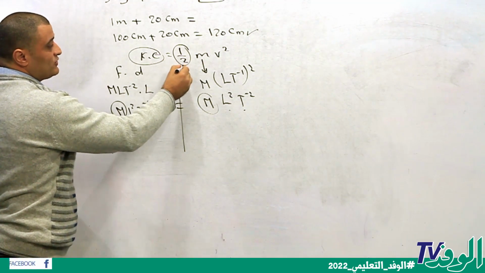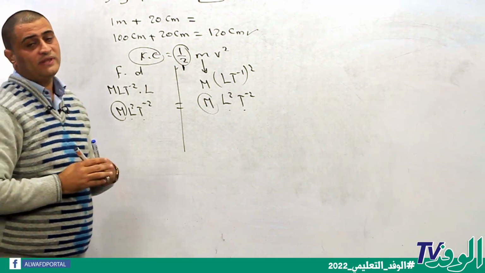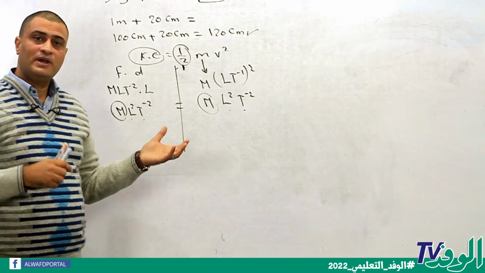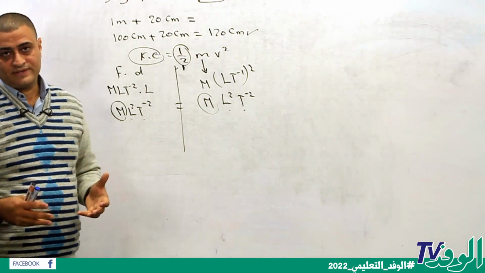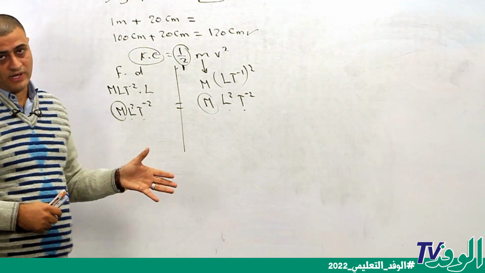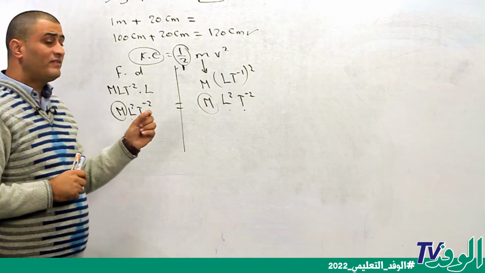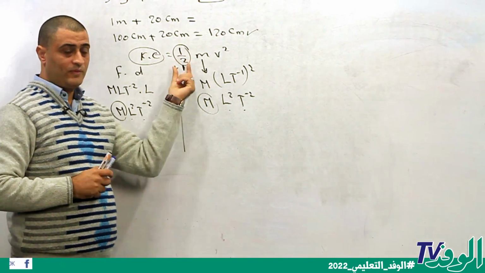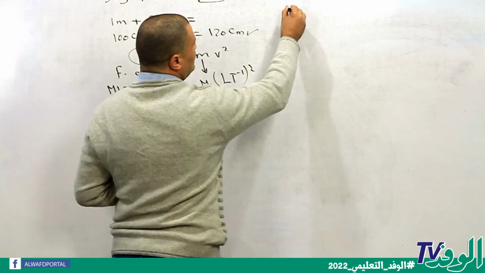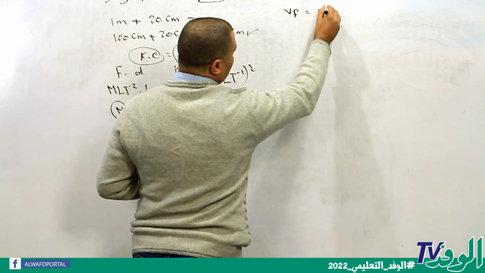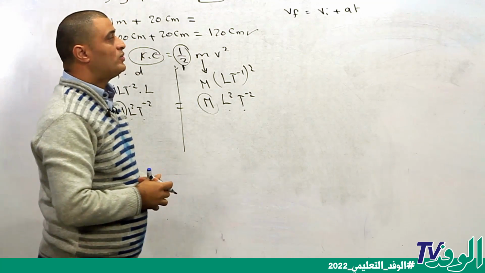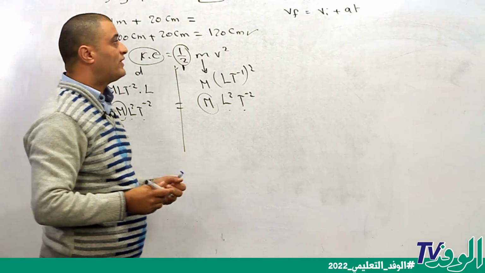Here we have a factor. The dimension formula doesn't treat the factor, so it may be right by a percent, 99% as an example, but not 100%. The rule is correct because the dimension formula doesn't deal with the factor half. Another example to verify the law. Here we have V final equals V initial plus a t. This is a physical law. We want to use the dimension formula to verify it.